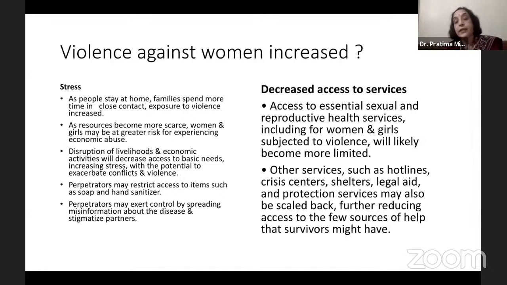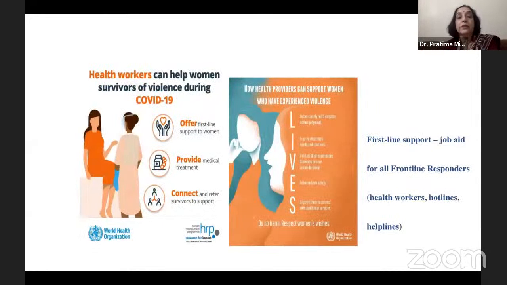Similarly, access to services is decreased, and other services, hotlines, crisis centers, are also reduced. It may also be difficult to access them, because there are few resources to help in accessing those services. So what can we do? We have to train our health workers to identify the adolescents who are having such problems. First line support has to be given to them, and this has to be taught to all our healthcare workers, regarding how to identify the woman, adolescent or youth who is suffering from domestic violence or sexual violence.